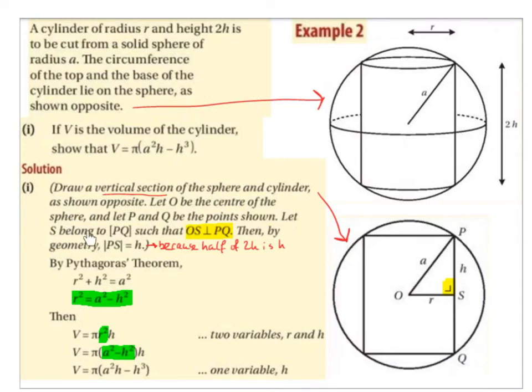Let S belong to PQ, such that OS is perpendicular to PQ. So we plot a point S so that OS is perpendicular to PQ. So now we have a right angle in our right angled triangle. Then, by geometry, PS equals h. So if from P to Q is 2h, then from P to S must be h, because if this is a perpendicular, then this is the midpoint.